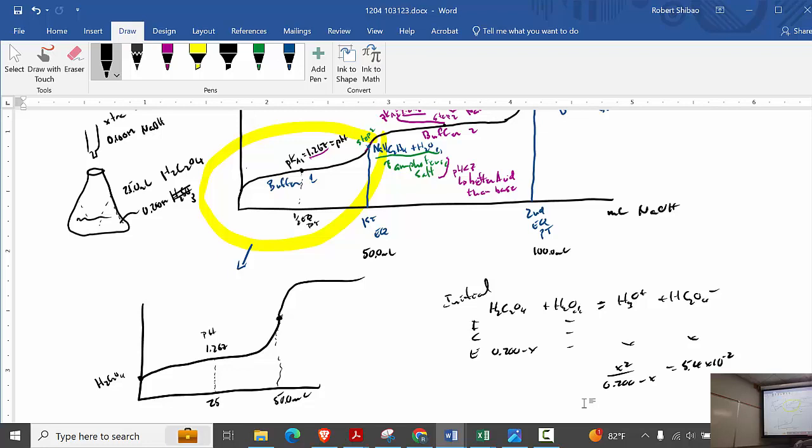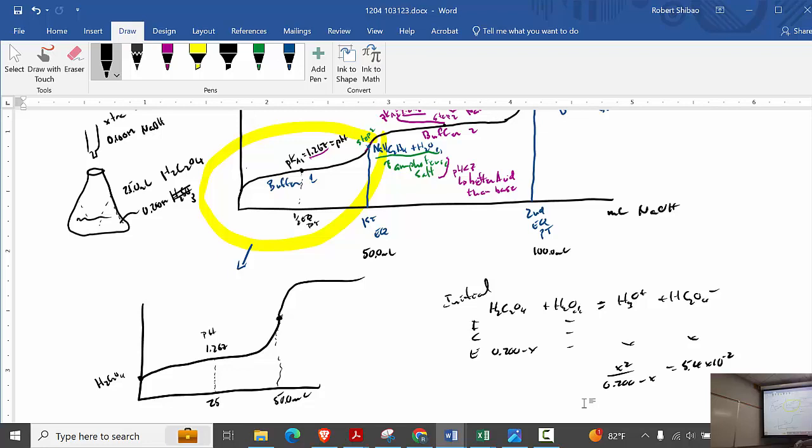So 5.4 times 10 to the minus 2 times 0.2. Then take the square root of that. If I use the simplifying assumption, x comes out to 0.1. I was worried about that because this K is too big. 10 to the minus 2 is kind of big. And look at the pH down here, it is so low.